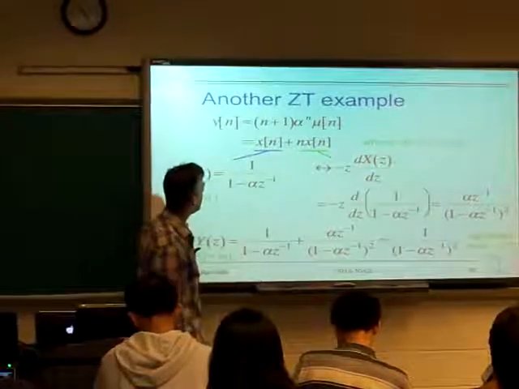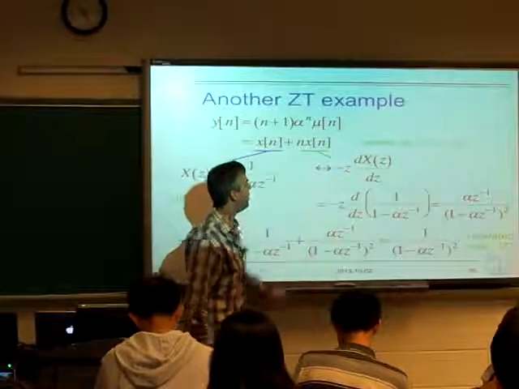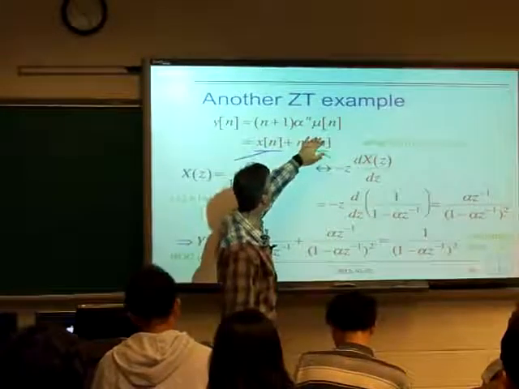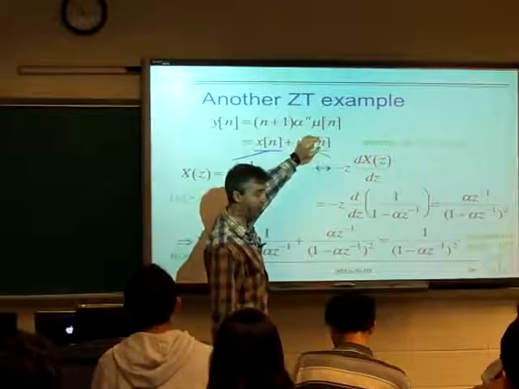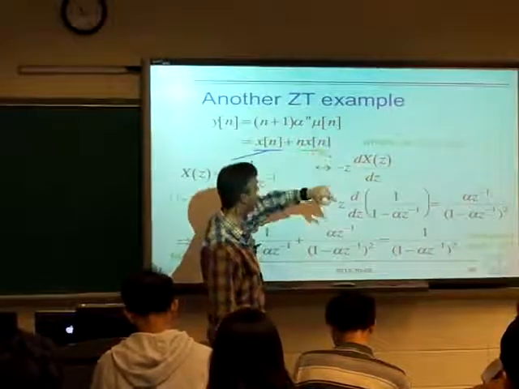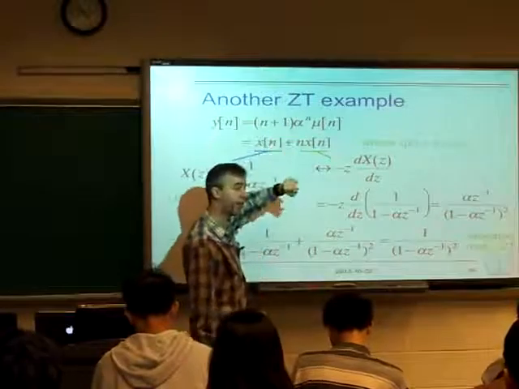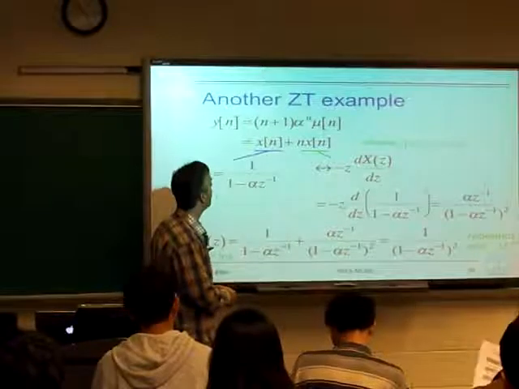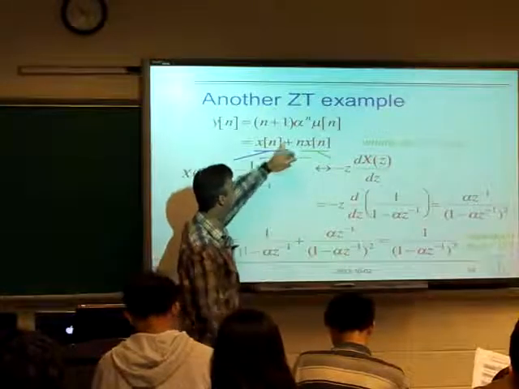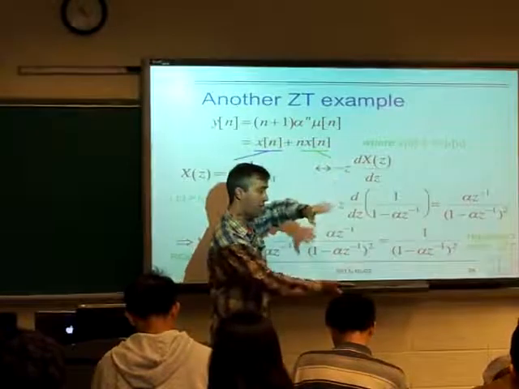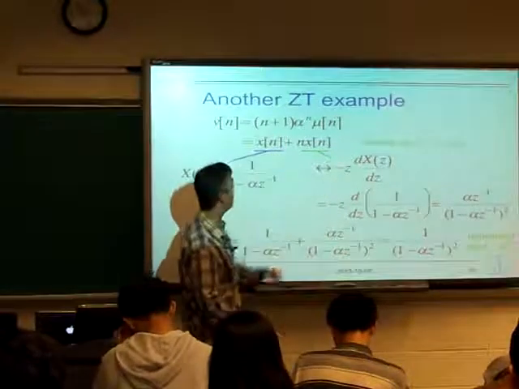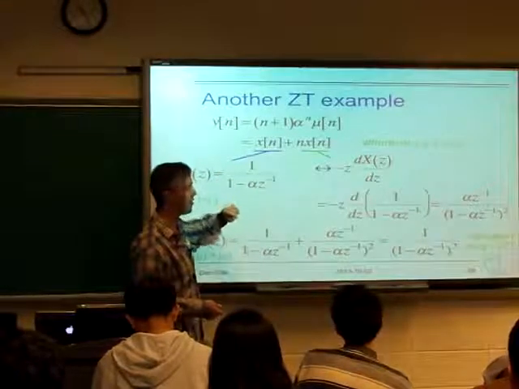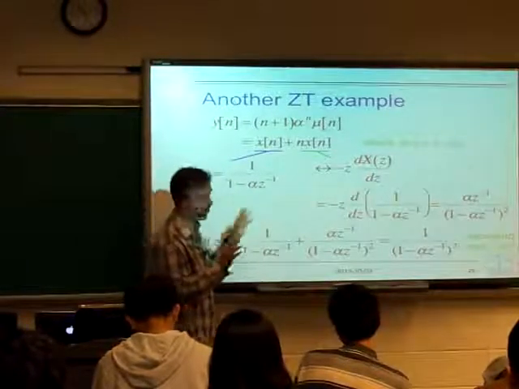Here's another example using the slightly exotic identity that we had where we take the differentiation with respect to z. So if y of n is n plus 1 alpha to the n mu of n, it's like alpha to the n mu of n, sort of a standard right-sided geometric sequence, but it's got this n plus 1 term in for some reason. This is the example we're looking at, which means that it's an exponential term with a linear growth term on top of it, right? It's growing with n, which, we notice, is not a time invariant function. That's okay, this is just the function here.